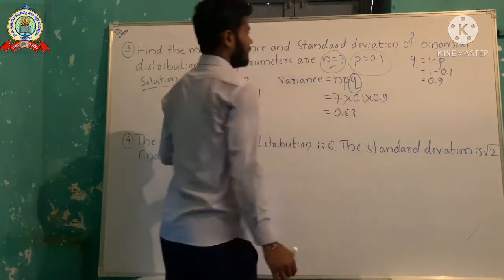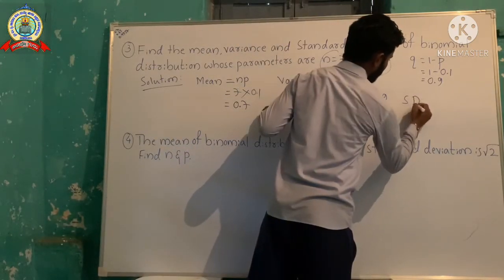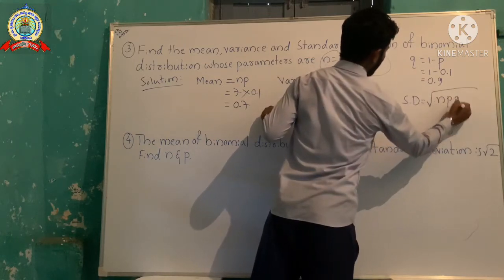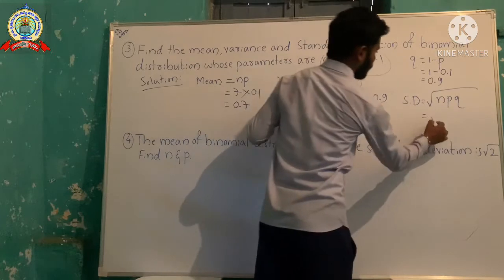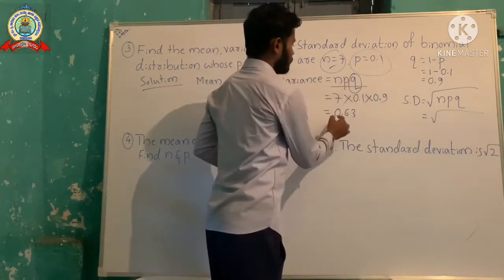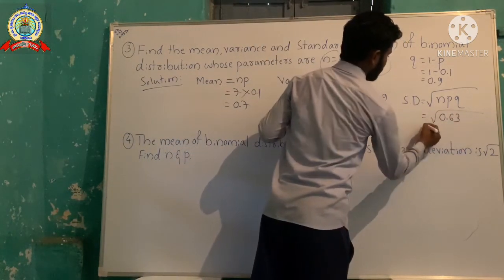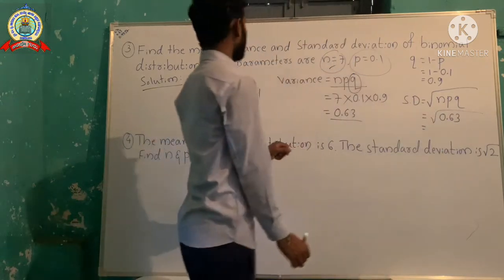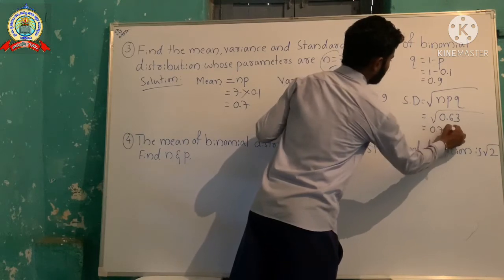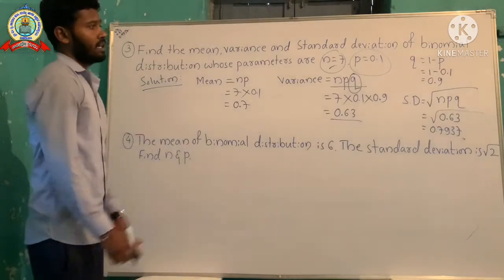Okay. So next, standard deviation of a binomial distribution is equal to square root of npq. Okay, the square root, already we have calculated the npq value, so that is 0.63. So the square root of 0.63 is 0.7937. So that is the standard deviation.